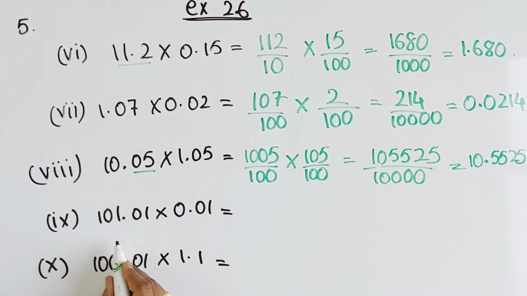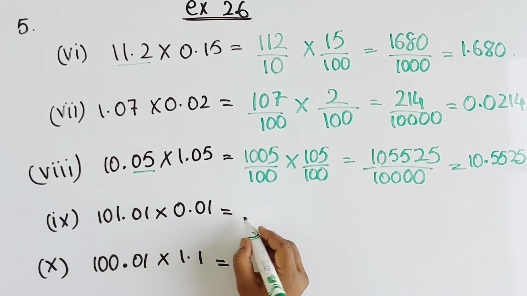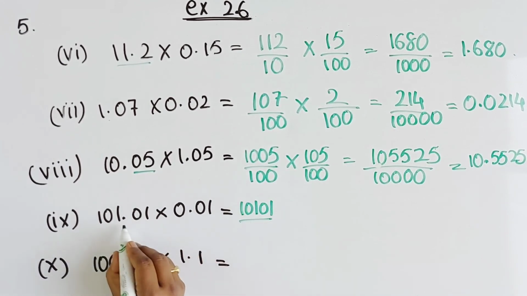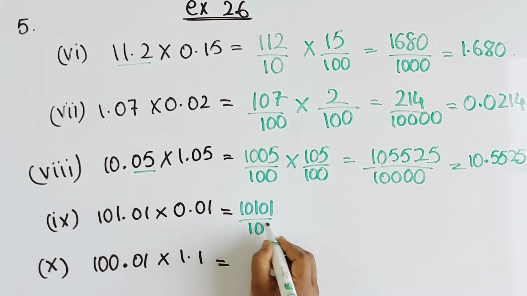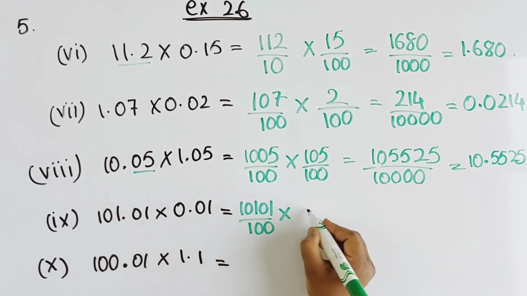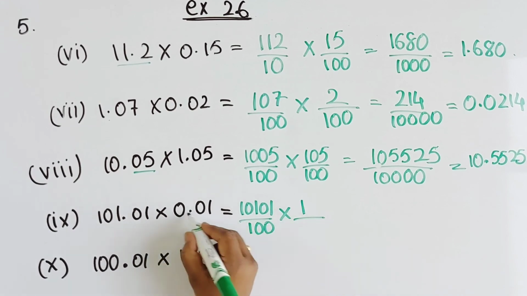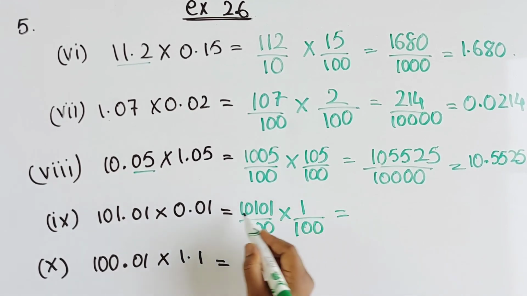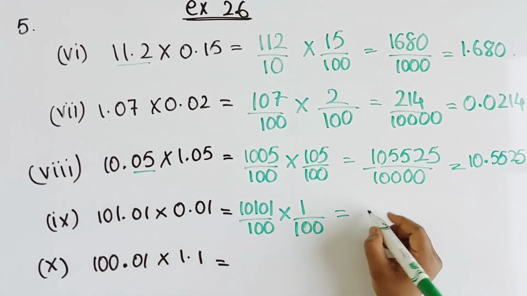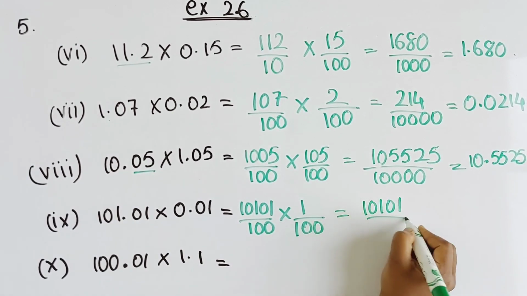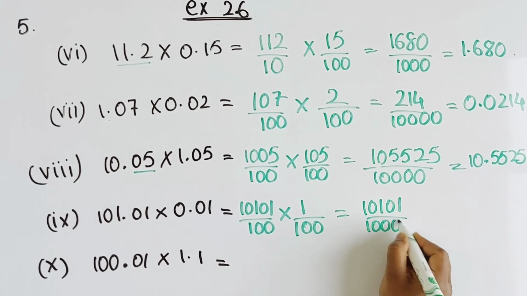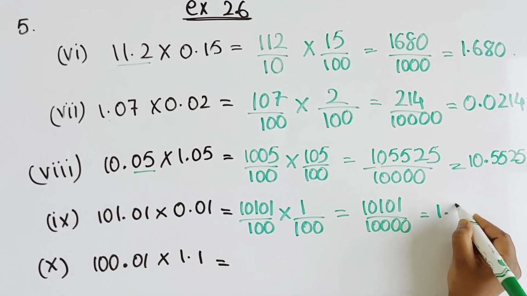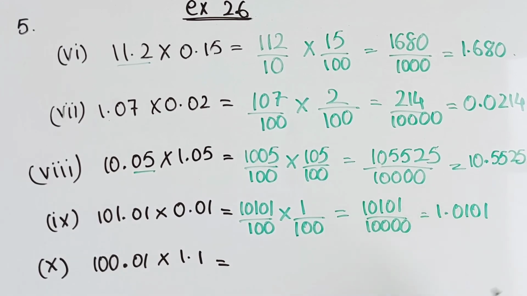Next question, 101.01 into 0.01. So 10101 divided by point place 1 after 2 zeros. Here 0.01, that means 1 divided by point place 1, 2 zeros next. 1 into 10101 is the same number. Divided by 10,000 here. 4 zeros in the denominator. That means 1.0101 is the answer, children.